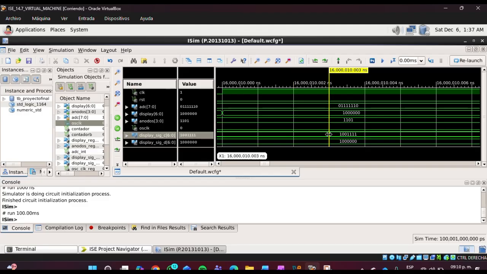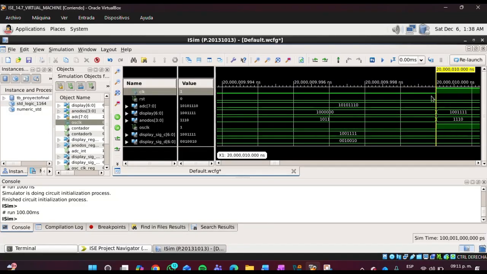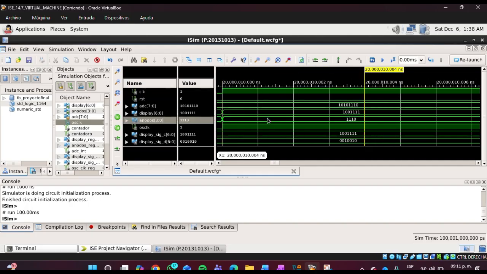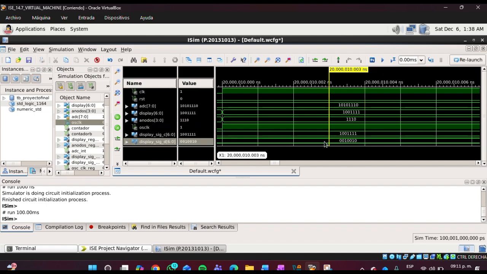In the next case, we got it until 20 milliseconds, and we are analyzing the hundreds display, because we got it in our anode vector. And in the 100 signal, we have 1, because we have more than 100 degrees. We have in the ADC an integer value of 174 that puts us at 150 degrees, and we have a 5 in the tens signal.